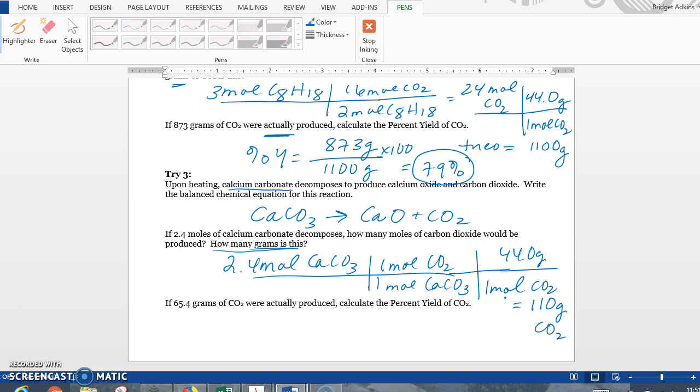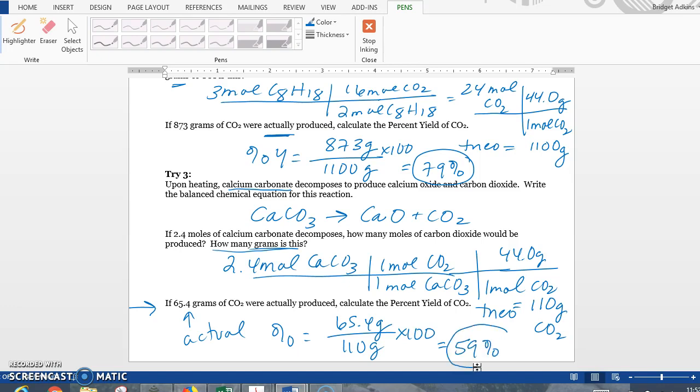Is that theoretical or is that actual? Well, we see that mole-to-mole ratio there. So this is theoretical. That's how much we should make if everything goes perfectly. They go on to tell you, well, we made 65.4 grams. So that's our actual. So what is the percent yield? So 65.4 grams on top, 110 grams on the bottom, multiply it by 100 to turn it into a percent, we get 59% yield. Okay, so our reactions on this backside kind of went from better to worse as far as our percent yields go.